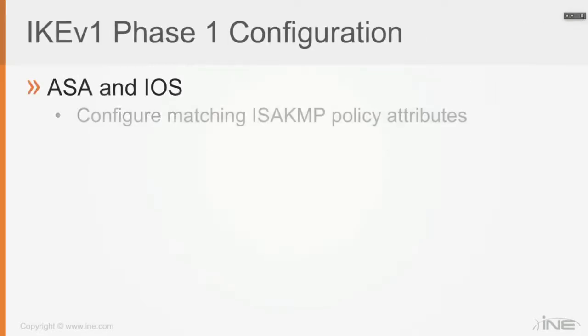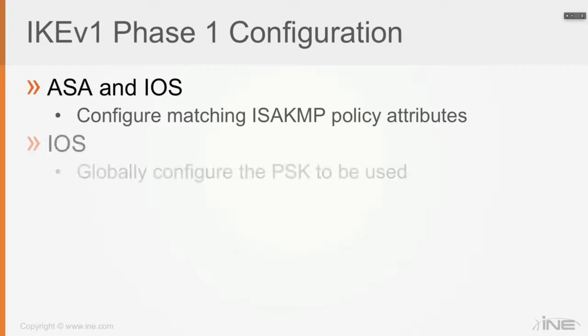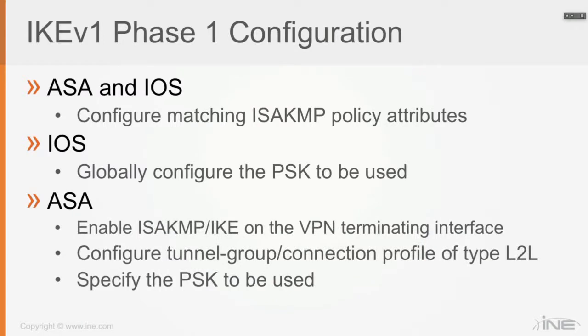Phase 1 configuration on ASA and IOS, we're going to have to configure matching ISAKMP policy attributes. On the IOS, we're going to have to configure the pre-shared key globally. So phase 1 means configure the ISAKMP policies to match between the VPN gateways, and if you use pre-shared key authentication, it means both gateways have to be configured with the same pre-shared key. And on the IOS, we're going to do that globally. On the ASA, how the pre-shared key is configured is different.